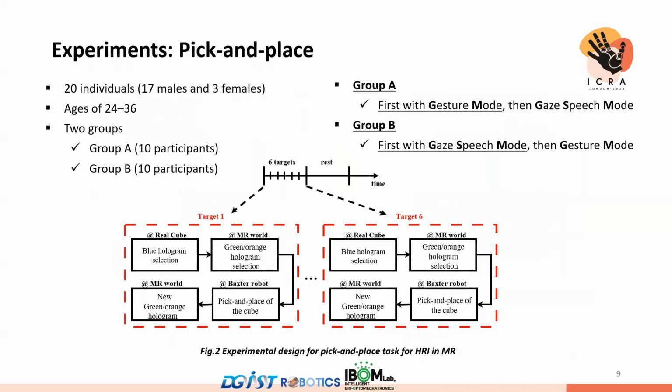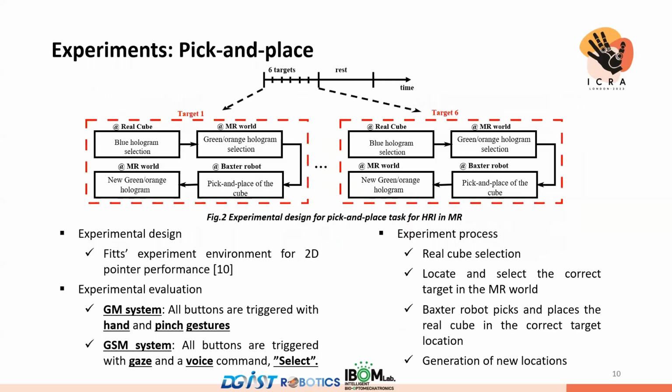We recruited 20 individuals and split the participants into A and B groups. Group A achieved first the gesture mode and then gaze-speech mode. Group B achieved inversely. Figure 2 shows the experimental design of this study.